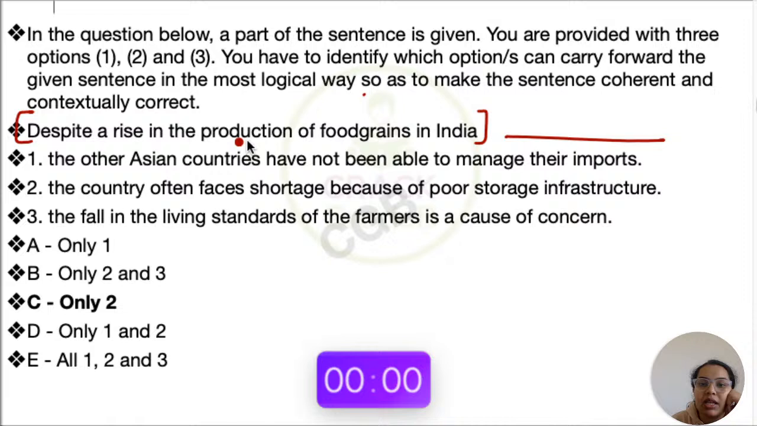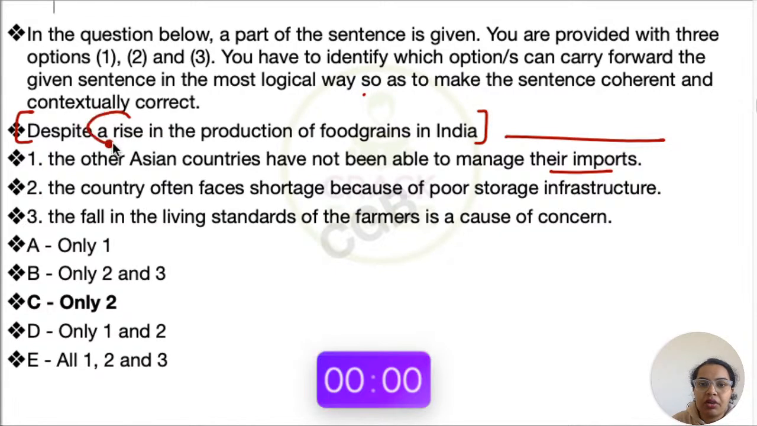Despite a rise in the production of food grains in India, the other Asian countries have not been able to manage their imports. There is no connection. Imports make sense, but despite is talking about a contrast.